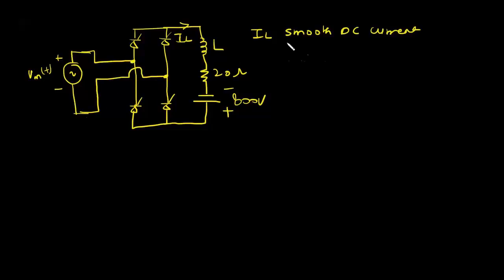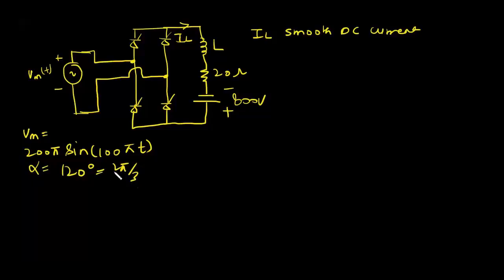So IL is a smooth DC current, means that at any time two of the four thyristors will conduct. So VmT is equal to 200π sin(100πt), and the alpha is 120 degrees, which is 2π/3. Let us name these thyristors T1, T4, T2, and let's say this is T3.